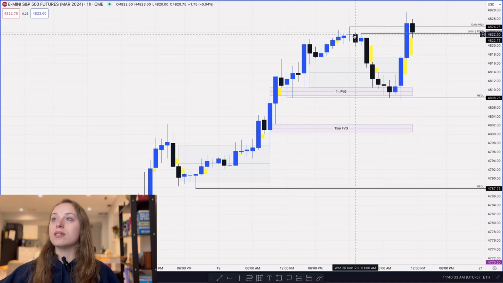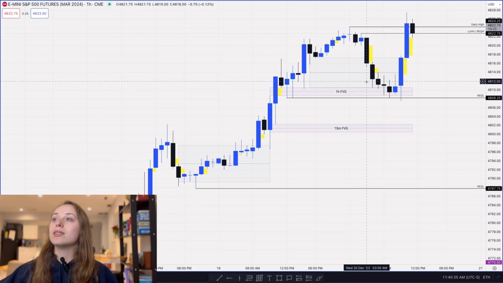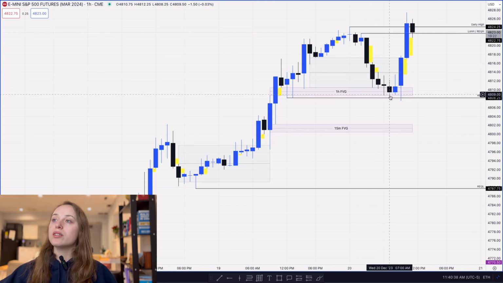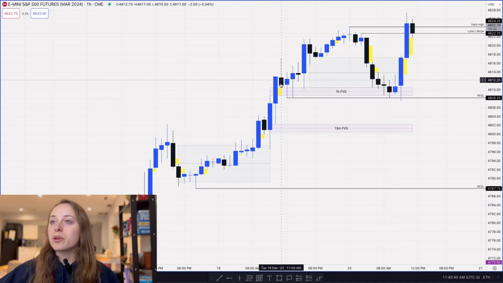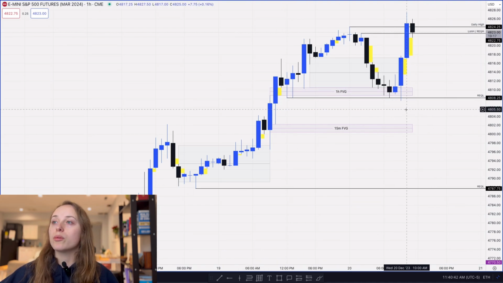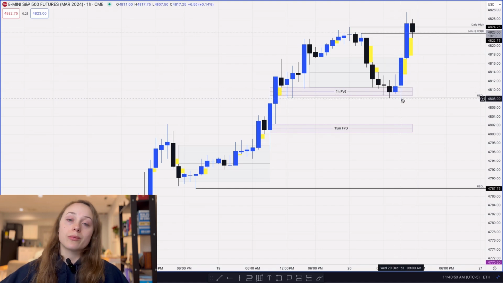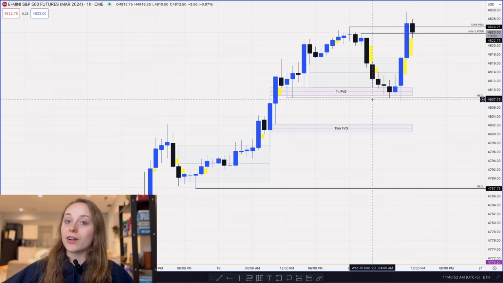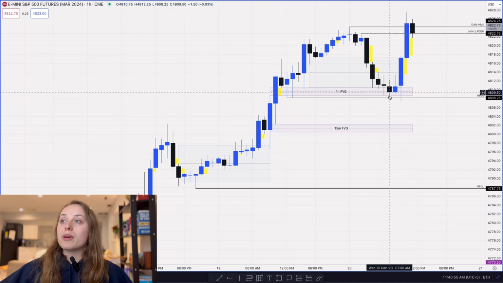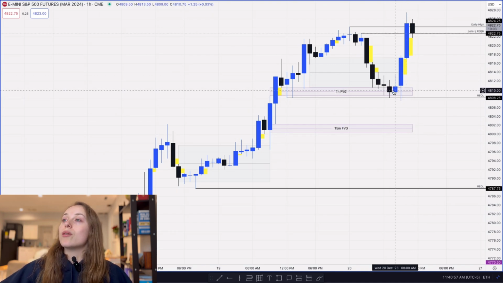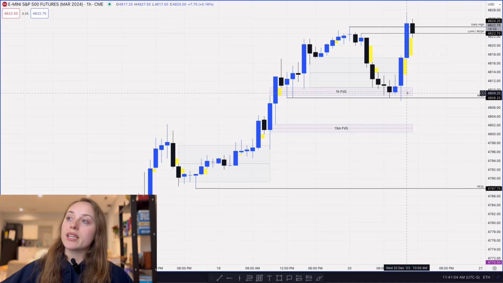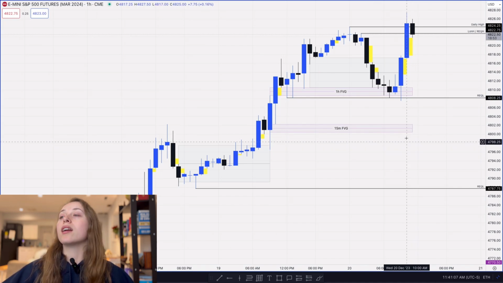We then opened at 12 a.m. and continued to push lower. We were kind of in this range, but I saw this 1 hour fair value gap, and here was my bias at the start of the day. I wanted to see it be respected as an inversion fair value gap, and I wanted to see the market continue to push lower. So I didn't want to see it close above this 1 hour fair value gap. I wanted to see it actually close below it, trade back into it, and then go lower.